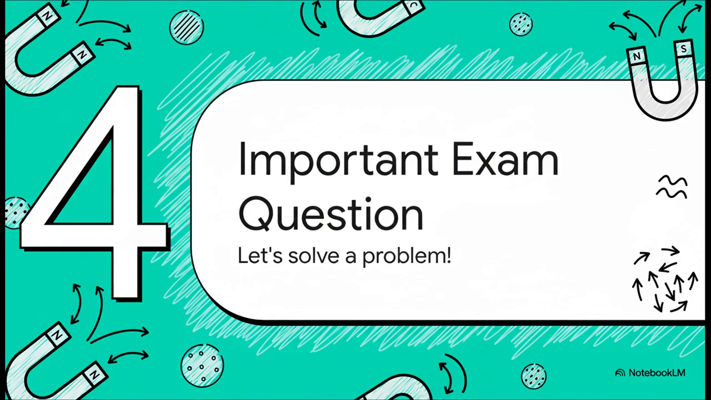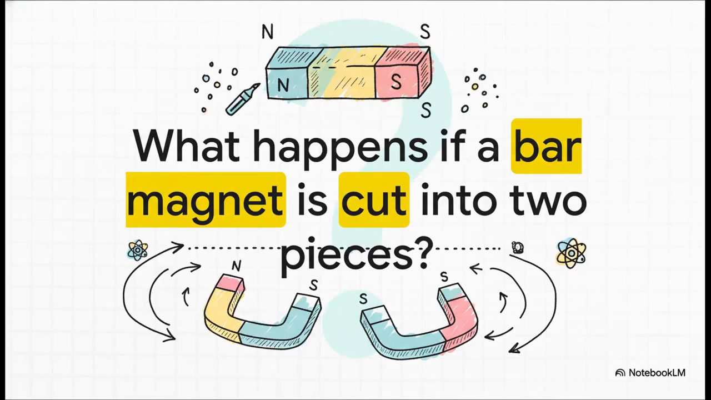Chalo, enough theory now. Let's put our knowledge to the test. We're going to solve a very, very popular conceptual question that comes up all the time in exams. This will make sure you've understood everything perfectly. So here it is, straight from example 5.1 in your textbook. What happens if you take a bar magnet and you cut it into two pieces? Just take a second and think about it.